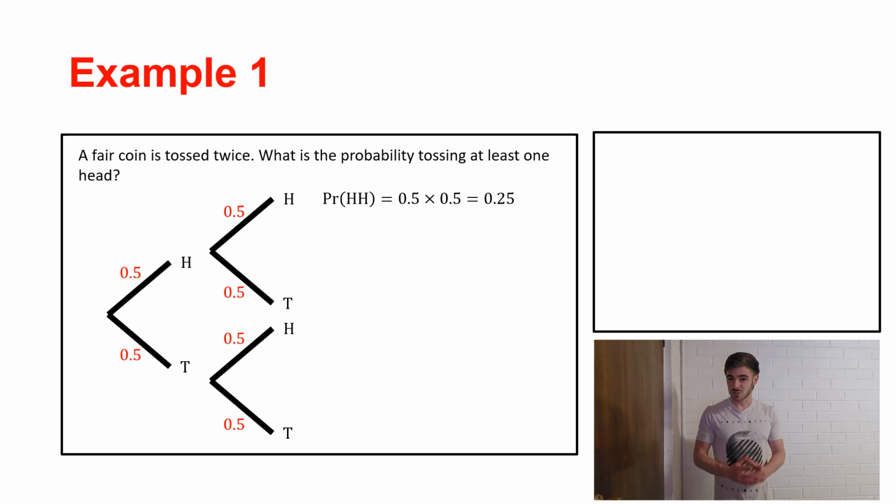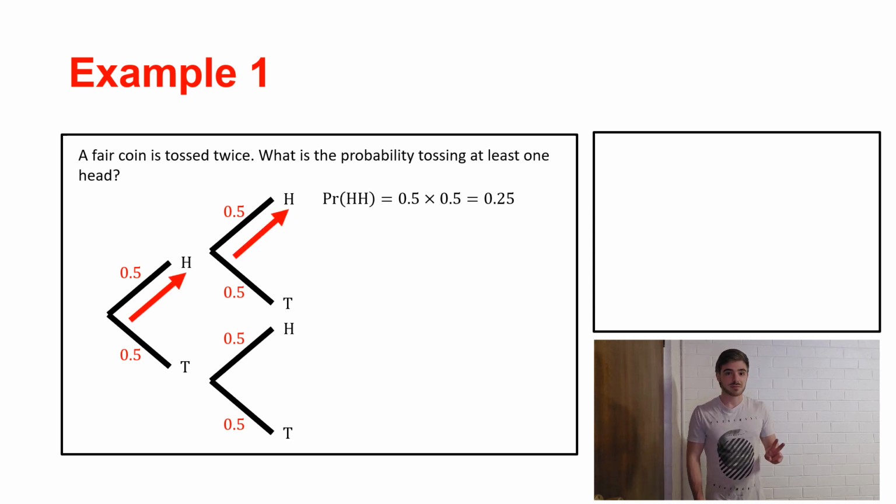Okay, how about something just a little bit harder? What if I want to find the probability of tossing any head, whether it be 1 head or 2 heads? Well, in this case, we have multiple possible outcomes. You could get 2 heads, like we calculated from before, or you could get 1 head on the first toss, or 1 head on the second toss. There's 3 possible outcomes here.